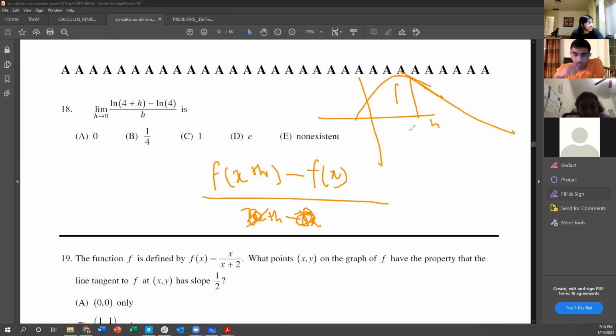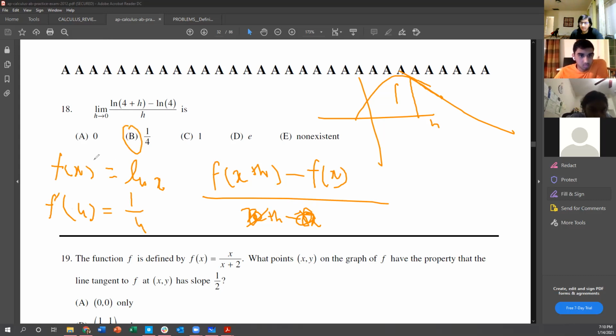So if we know that this is a derivative, we're essentially calculating the derivative of f of x equals ln x. We're trying to find f prime of 4, because that's what's plugged in here. To find f prime of 4, that would just be 1 over 4, so B. Okay, all right.